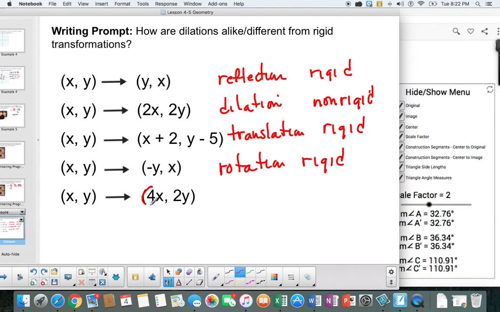Now this one, what's unusual about it is we're not multiplying the x and y by the same thing. So this is not a reflection, dilation, translation, or rotation, so neither. And it's also non-rigid. And this is the end of the screencast.